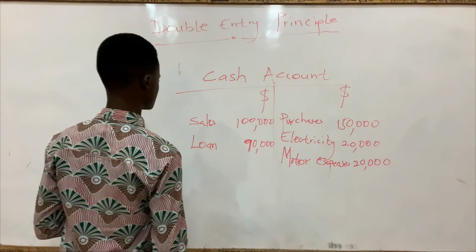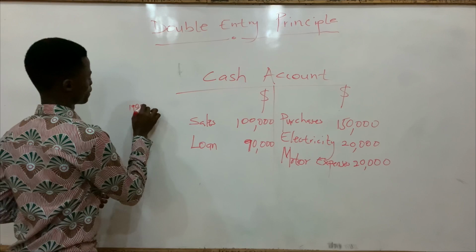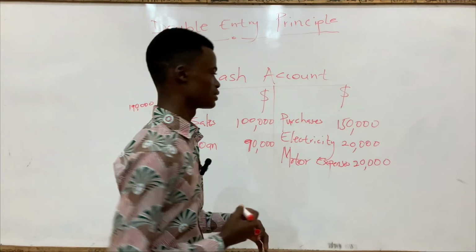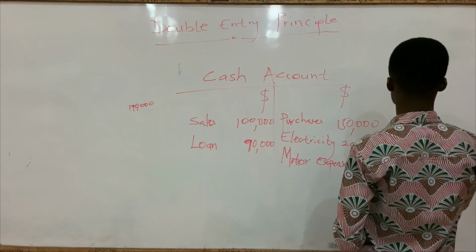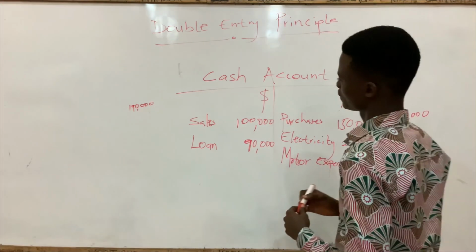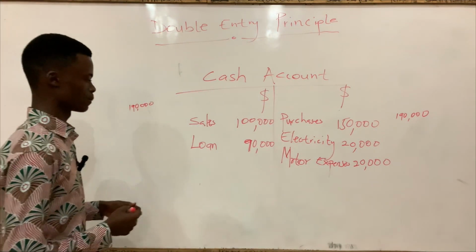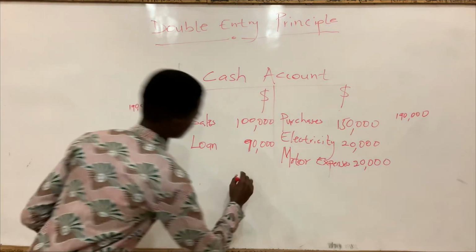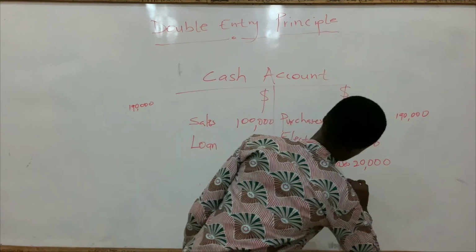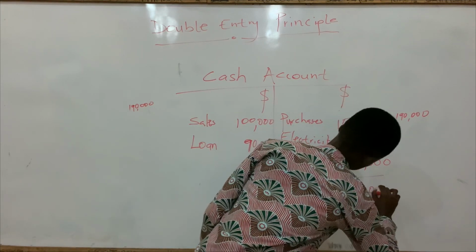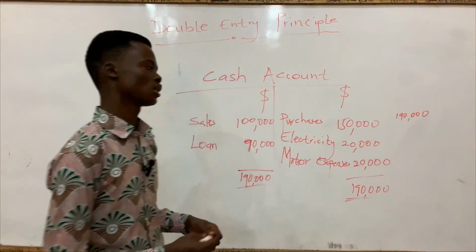In summing up our debit entries, we have $190,000. So let's dot it somewhere. $190,000. And that of our credit entries is also $190,000. So in this case, the total debit entries automatically agree with the credit entries. So we will close off both sides with $190,000. And by this, we are done balancing our cash account.